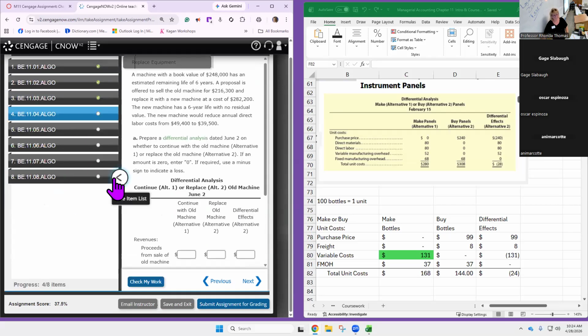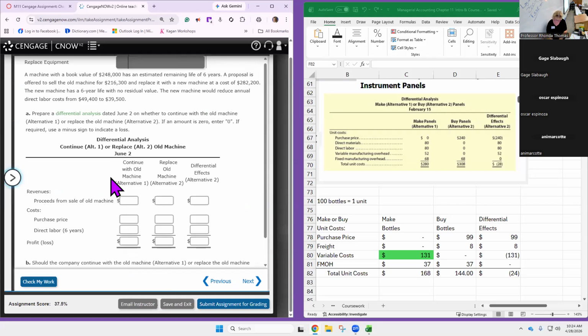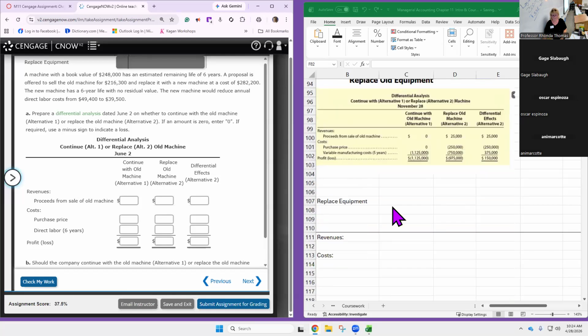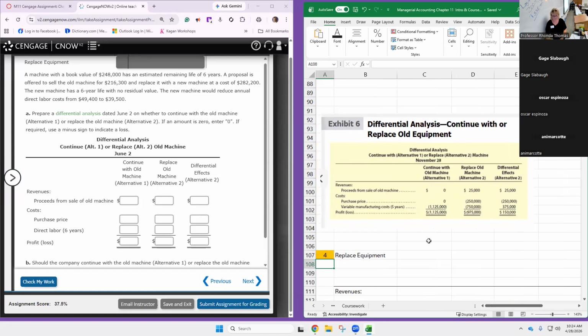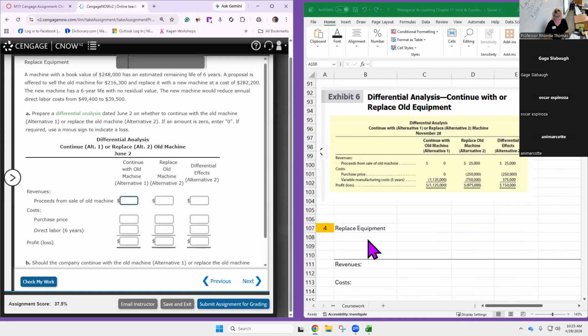Okay, next one. How about replacing equipment? Do we keep the old or get something else, right? So here is an example of doing that. You have continue with old machine, replace the old machine. So this is the old and this is the new. The differential that you get, you take the new, alternative 2, and subtract alternative 1. Okay, so let's go ahead and see. All right, so my first one is revenue.